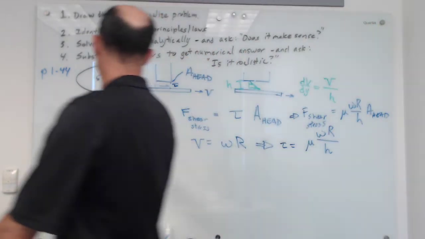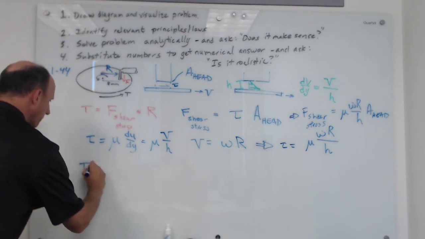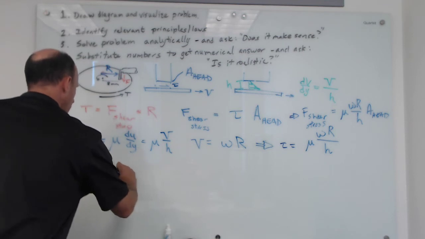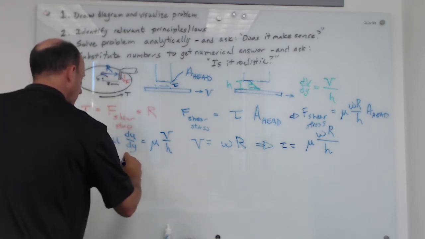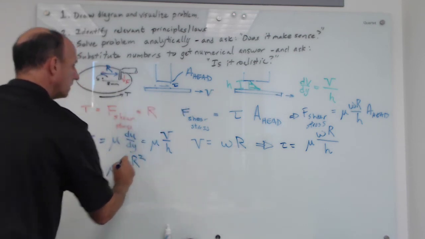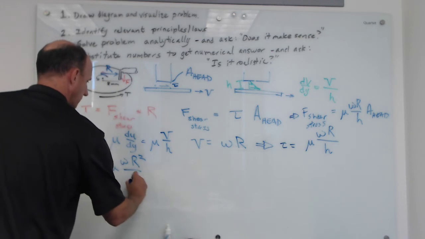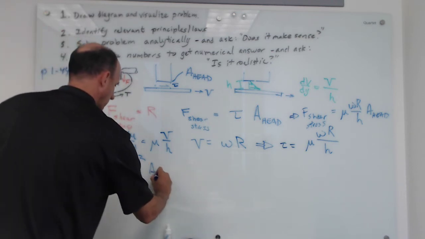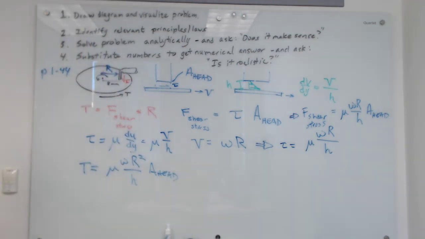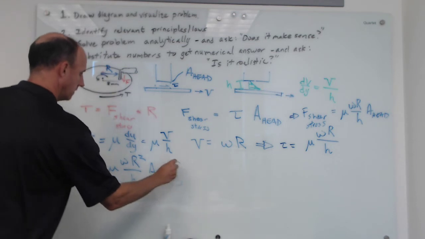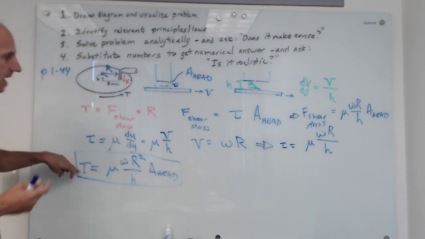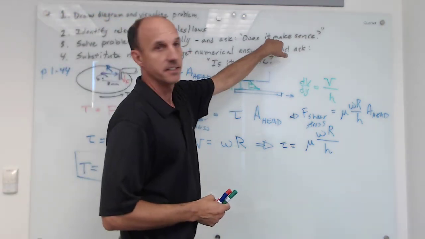And so now this I'm going to put into this expression, and I'll end up with the torque being equal to mu times omega times r divided by h times the area of the head. Okay, so at this point I have an analytical expression for the torque. Now I want to ask, does this make sense?